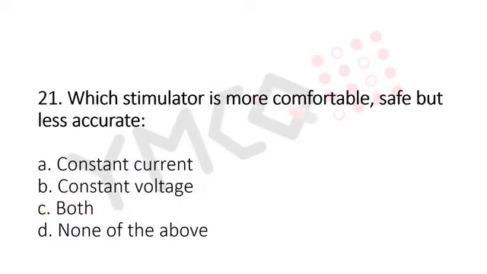Which stimulator is more comfortable, safe but less accurate? Option A, constant current. Option B, constant voltage. Option C, both. Option D, none of the above. And the answer is option B, constant voltage. Now let's move to question number 22.